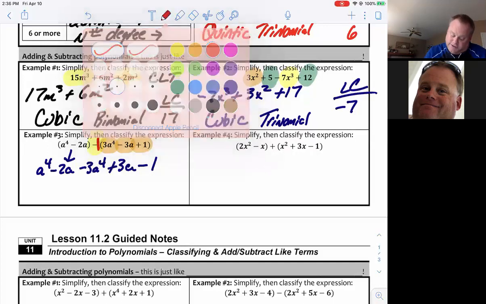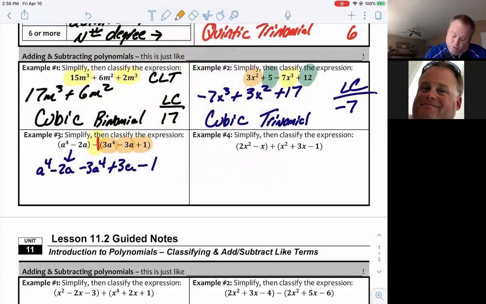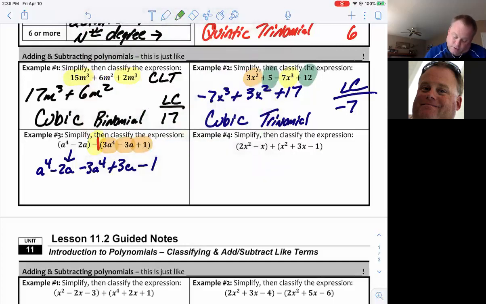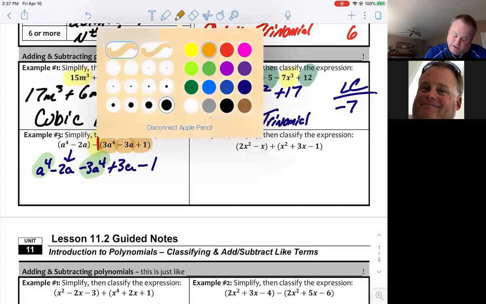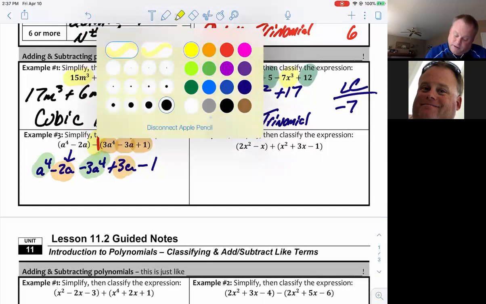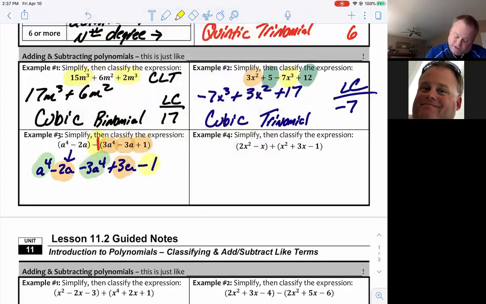Now, I want to combine like terms. When I'm looking at this, what are my like terms? Well, I have an a to the fourth and a negative 3a to the fourth. Those are like terms. I have a 3a and a negative 2a. Those are like terms. And then I have simply a negative 1, which is right here. So I want to combine those and put it in standard form, and I'm going to do it all at one time.